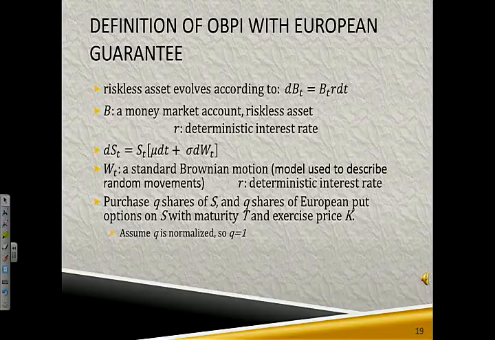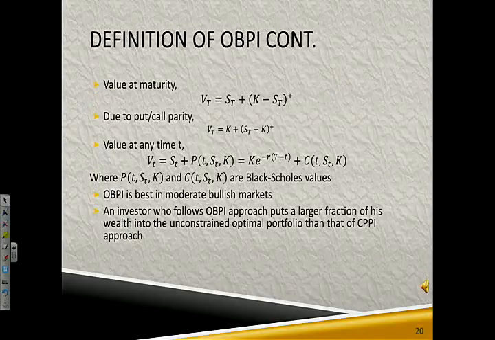Now, the derivative of S(t) is given by this equation, where W(t) is Brownian motion, which is essentially a model to describe random movements, and r is our deterministic interest rate, as we've already mentioned before. A person will purchase q shares of S and q shares of the European put options on S with a maturity T at the exercise price K. We assume that q is normalized so that q equals 1.